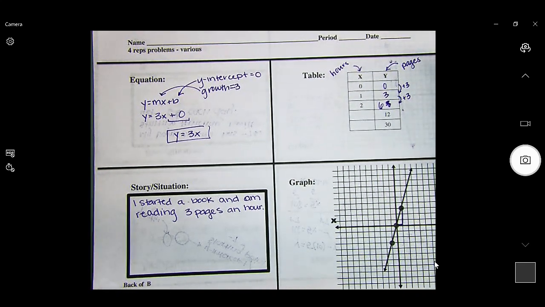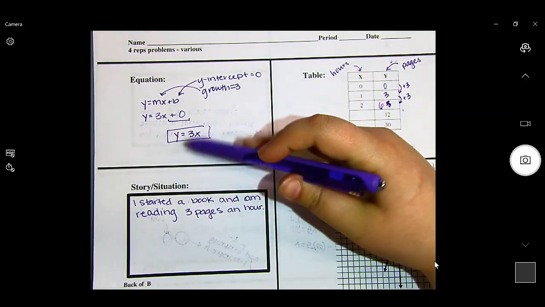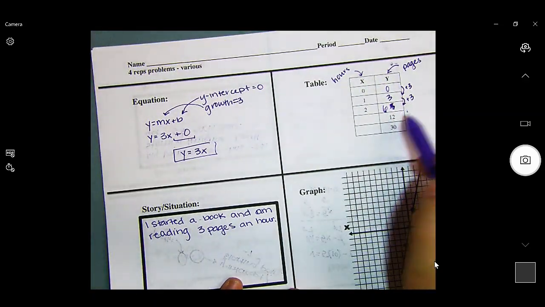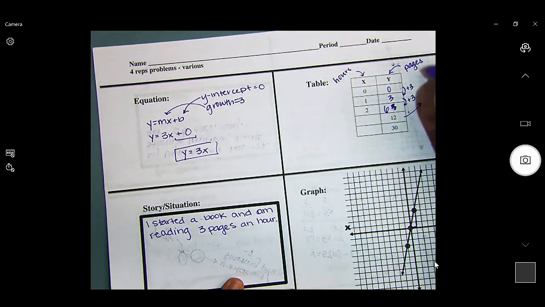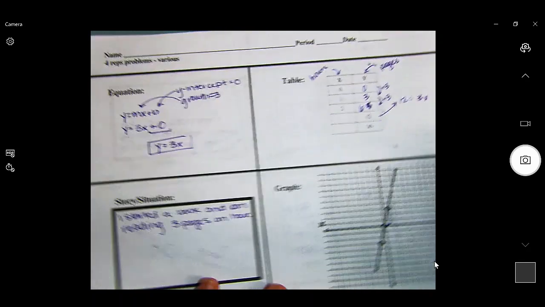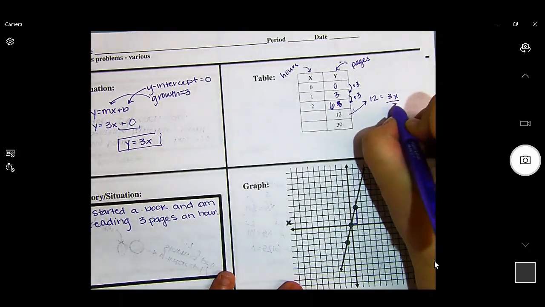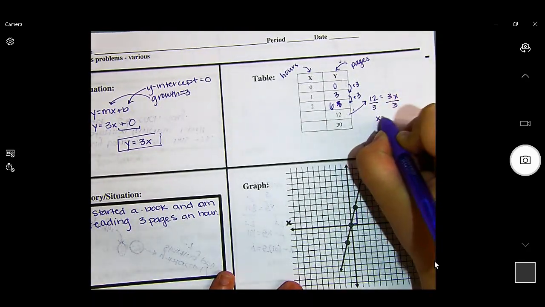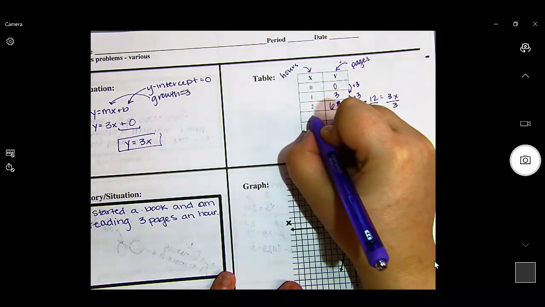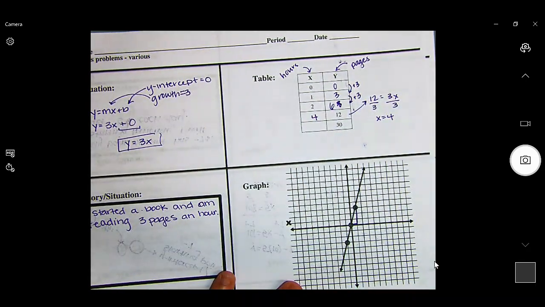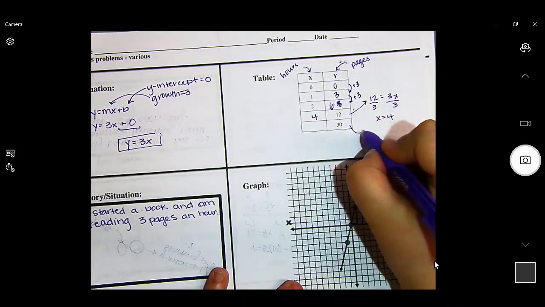Okay, next, I know what my y is, but I don't know what my x is. So I need to substitute these values in for y in my equation. For this first one, I have 12 equals 3x. This should be pretty simple because all we have to do is divide both sides by 3, and we get x equals 4.